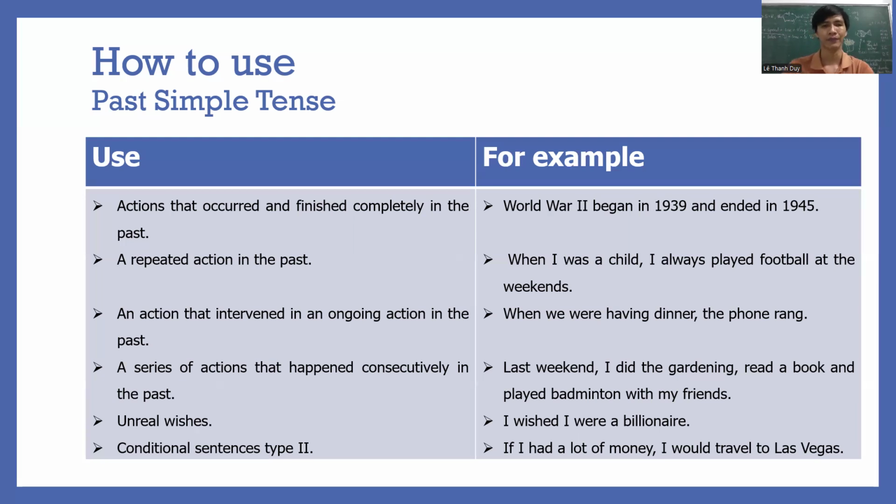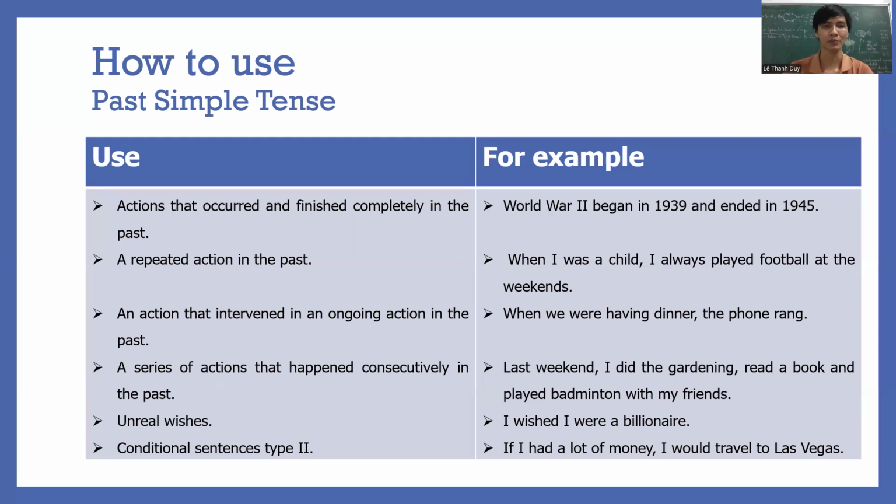Fourthly, the past simple tense is used to describe a series of actions that happened consecutively in the past. For example, last weekend, I did the gardening, read a book, and played badminton with my friends.